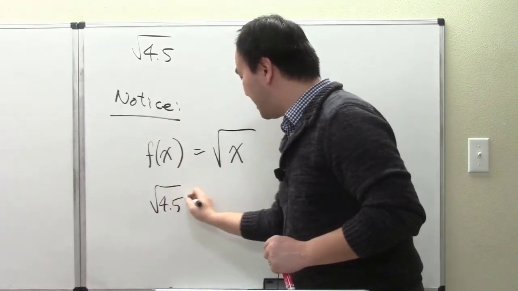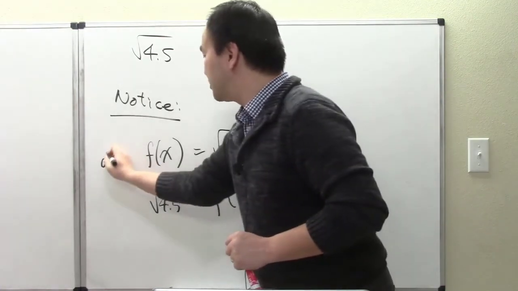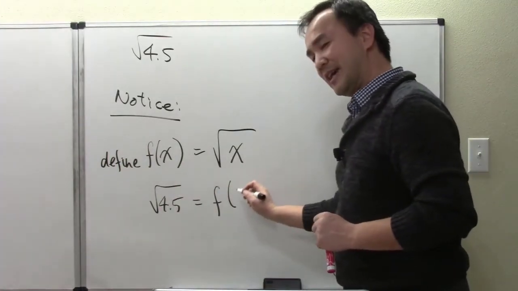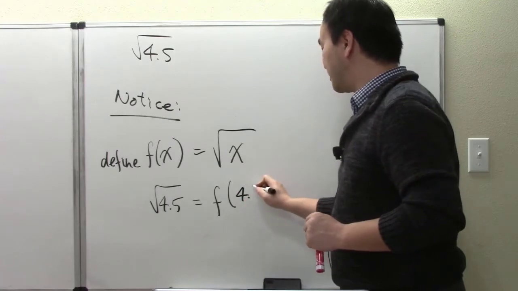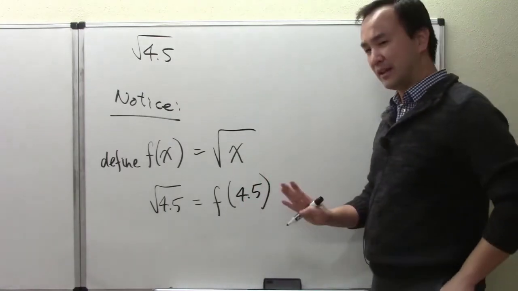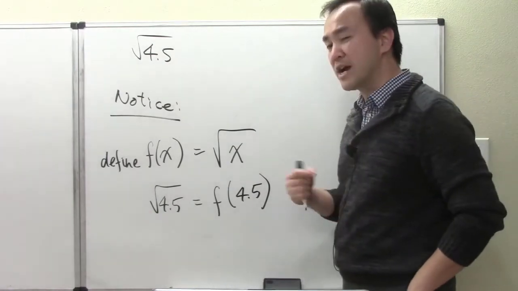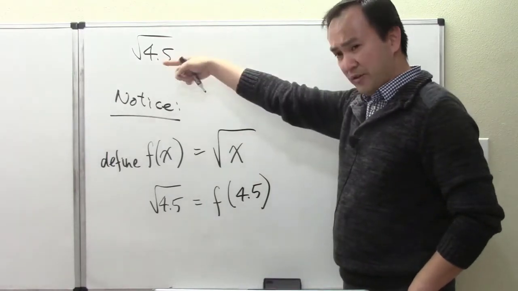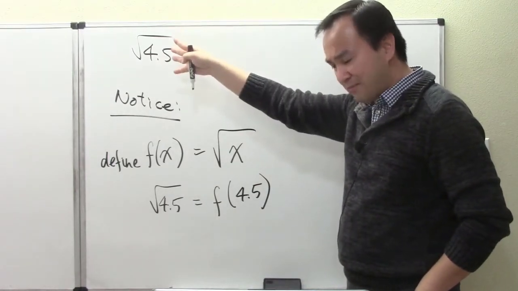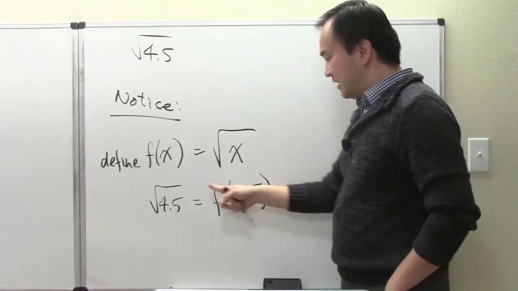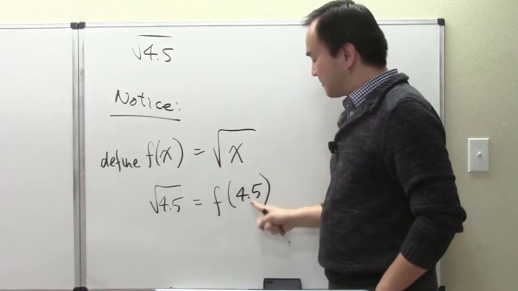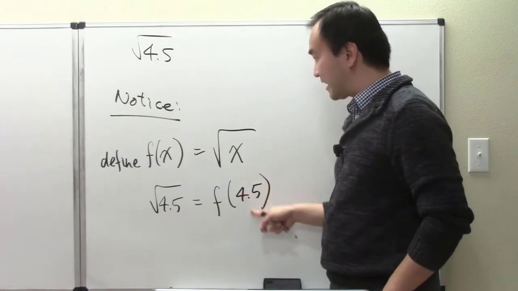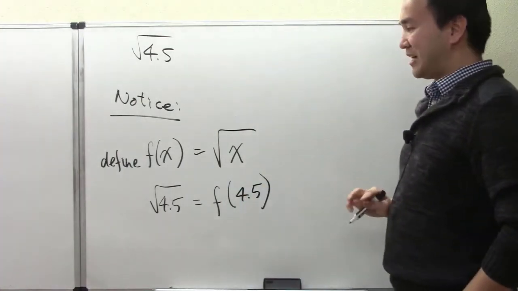And so taking square root, this is what we notice right here. Square root of 4.5 is the same as, here we just simply define f of x to be square root of x, and so square root of 4.5 is exactly the same as f of 4.5. That's one thing I want to raise your awareness on. Taking a square root seems like a completely operational problem, but it turns out to be simply a square root function that we define, and then we are evaluating the function at that given value. So that's one thing we noticed.